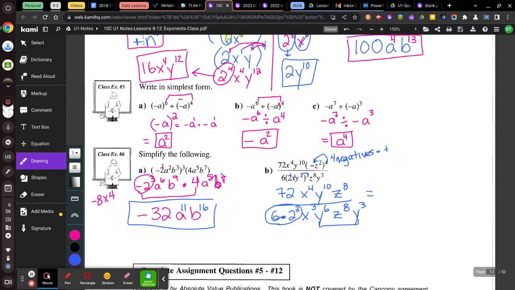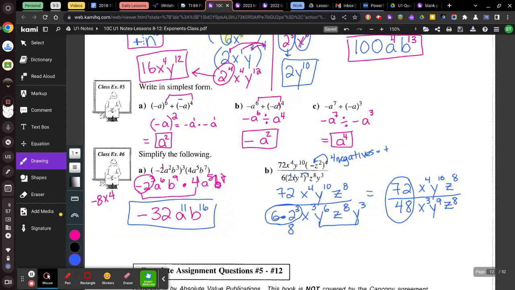So this is going to become 72 x4 y10 z8 all on top of, this makes 8 times 6 is 48. I have 3 x's. My y's, I have 9 of them. And my z's, I have 8 of them. The last thing we do is we are going to divide. And that's going to give us a lowest term fraction.